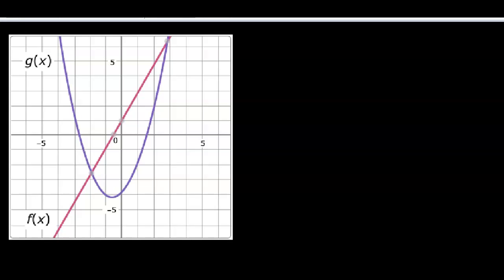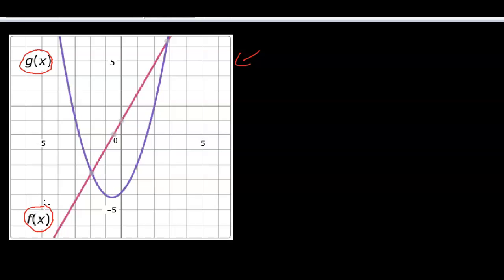Everyone, let's take a look at how we can use graphs to evaluate functions. Right here we have a graph of two functions. There's the function g of x, which is this sort of bluish curve, and we have the function f of x, which is this kind of pinkish purplish line. Let's take a look at how we can use these graphs to evaluate these two functions.